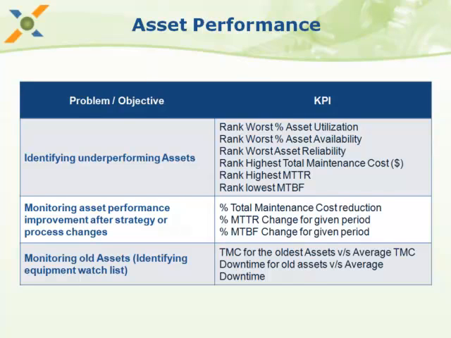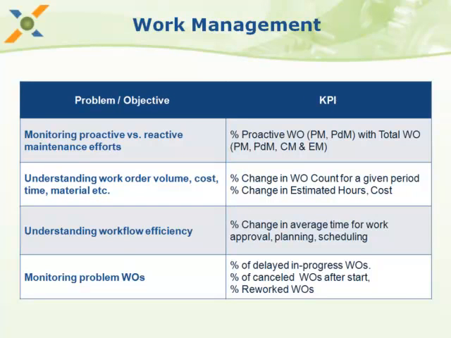Similarly, in work management, we want to monitor proactive versus reactive maintenance efforts. We can monitor percentage proactive work orders. We can include PMs, PdMs, and inspections, or any other you consider as proactive work orders, or any CVM related work orders that get generated. We can monitor that against the total work orders. So this will allow us to identify how much work we are doing proactive versus reactive.